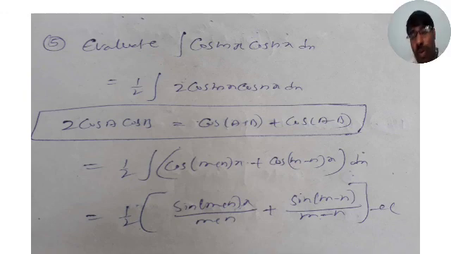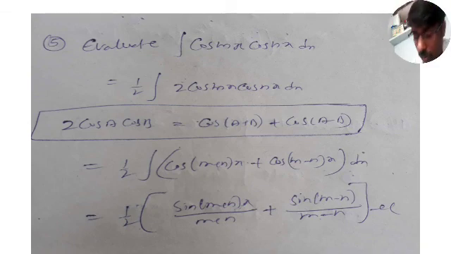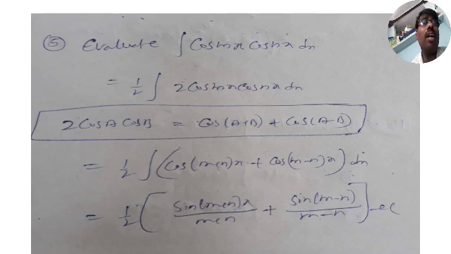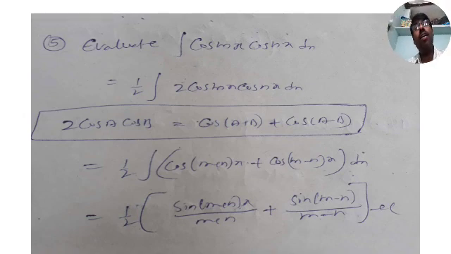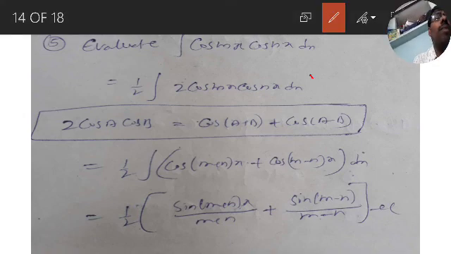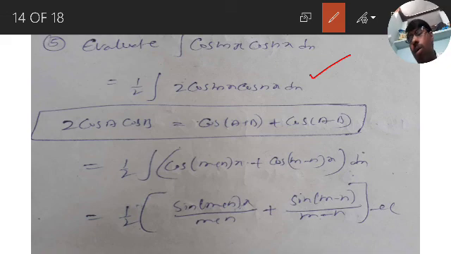Very good, guys. So that's what you have to do, as in the previous problem. There you got sin a cos b, now you are having cos a cos b. So for cos a cos b, you need 2 cos a cos b, so multiply and divide by 2. 2 cos a cos b is equal to cos(a+b) plus cos(a-b).